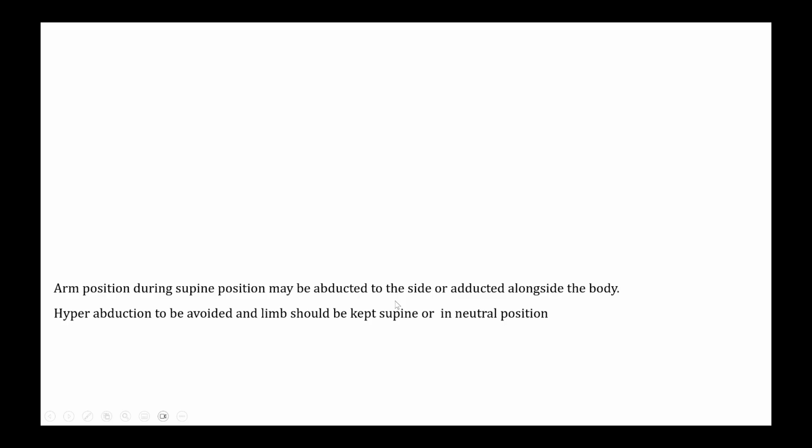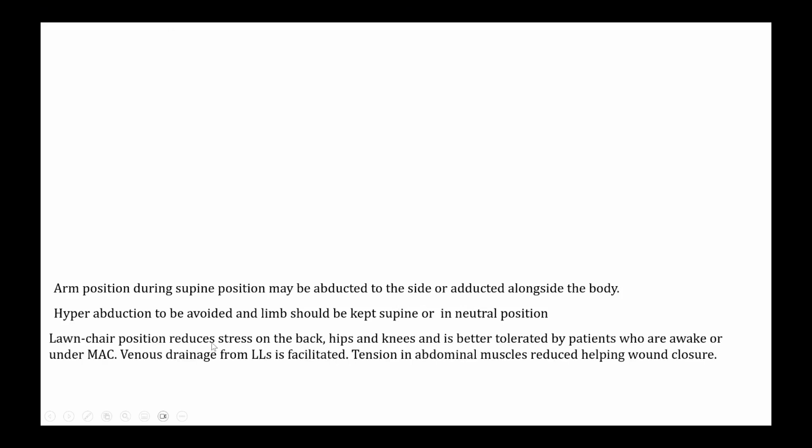And for major surgeries, it is better kept adducted and by the side of the patient, so that the shoulder joint or the nerves supplying the upper limb are not affected. Anyway, hyperabduction should be totally avoided, and the limb should be kept supinated or in the neutral position. And the lawn chair position reduces stress on the back, hips, and knees, and is better tolerated by patients who are awake or under monitored anesthesia care.